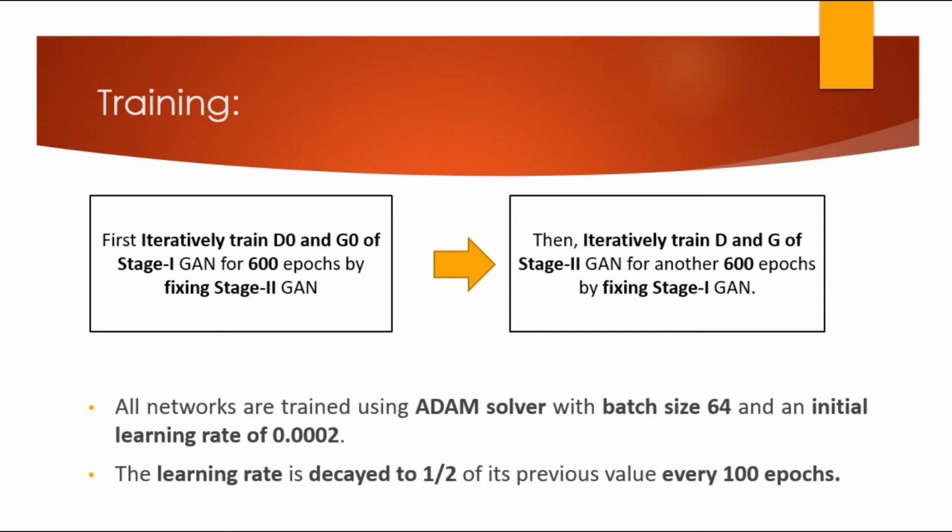Now the optimizer used here is ADAM, and the training is performed for a batch size of 64 with an initial learning rate of 2 times 10 raised to minus 4. The learning rate decays to half its previous value every 100 epochs.